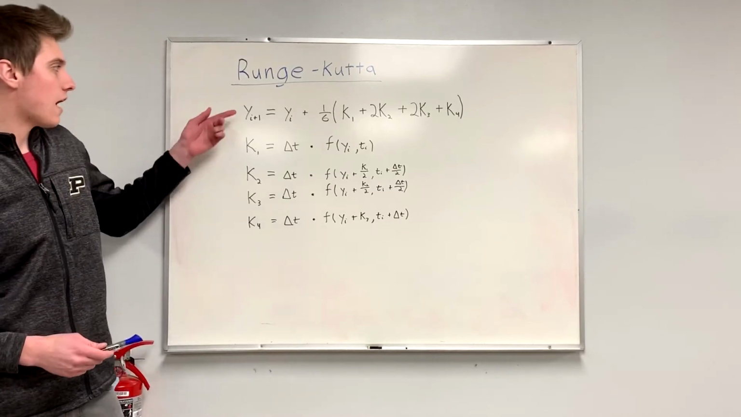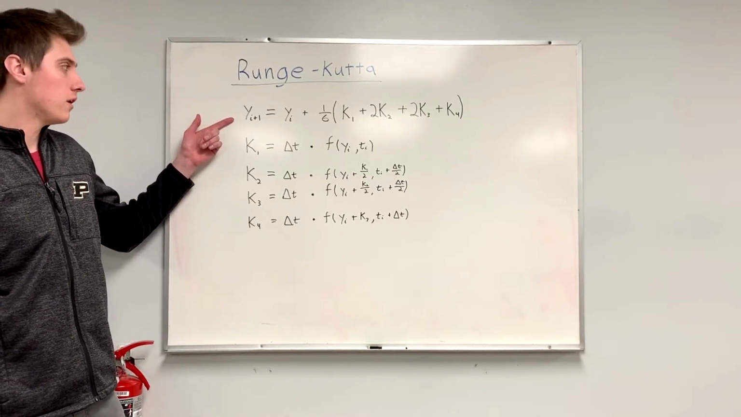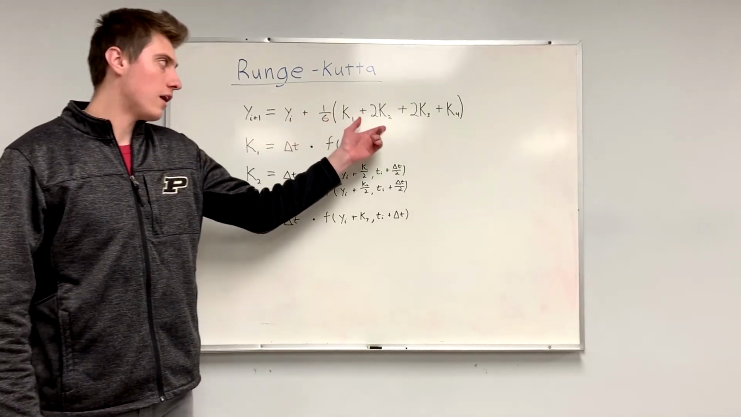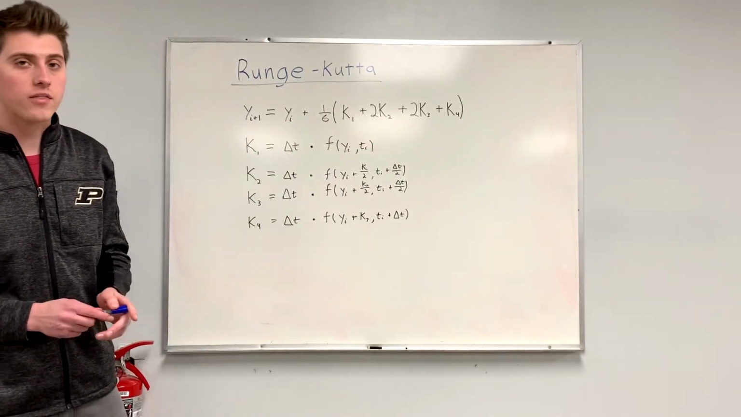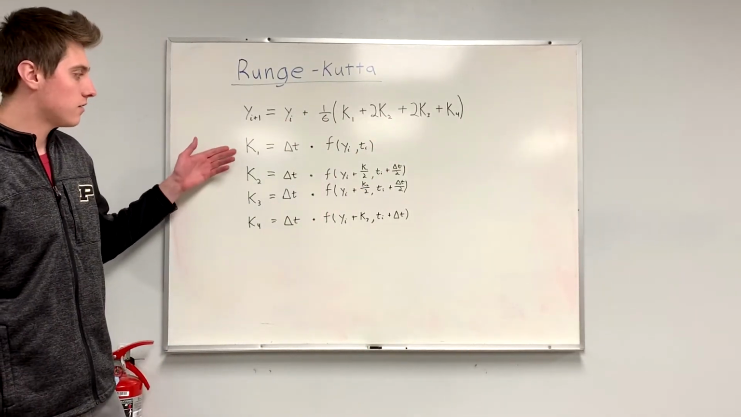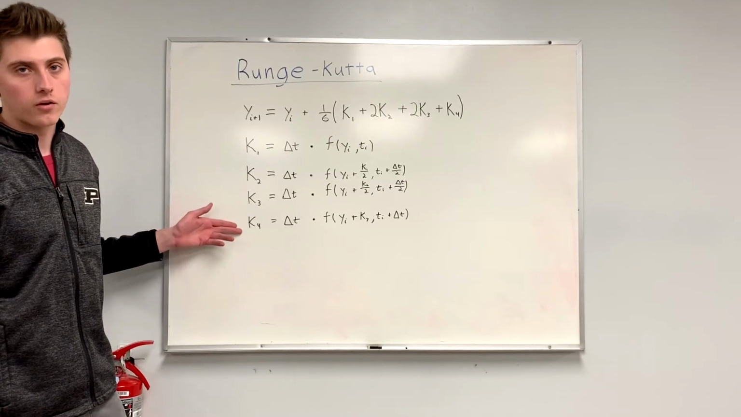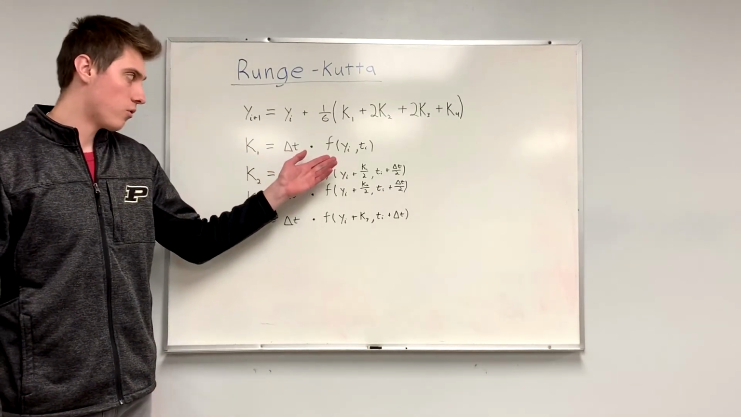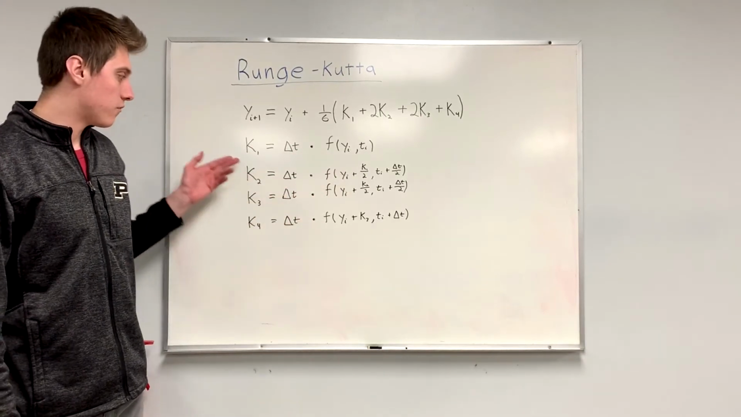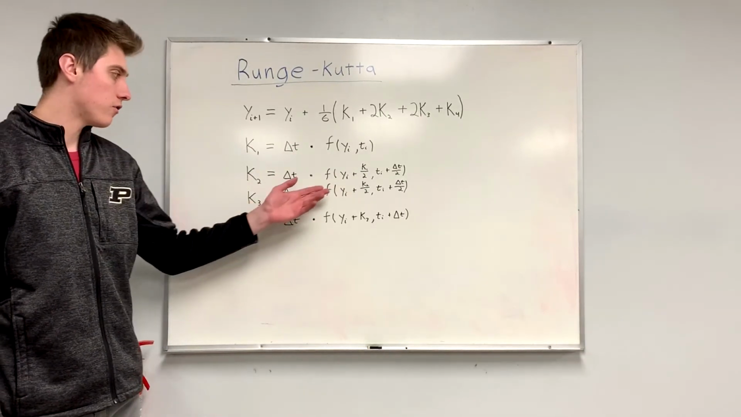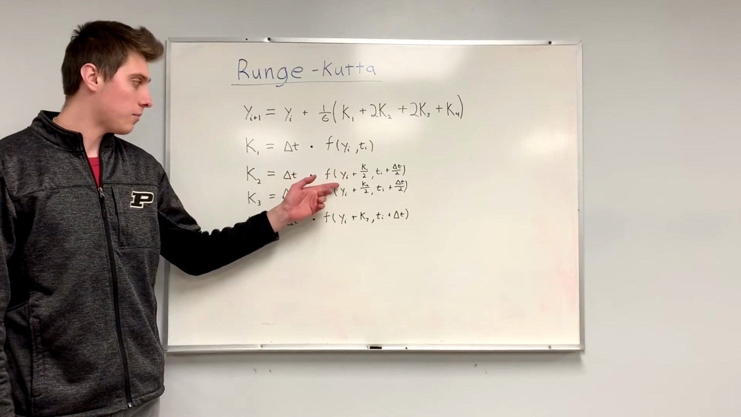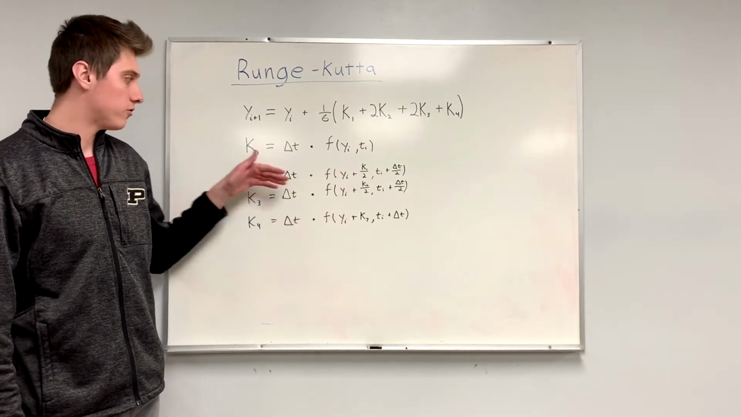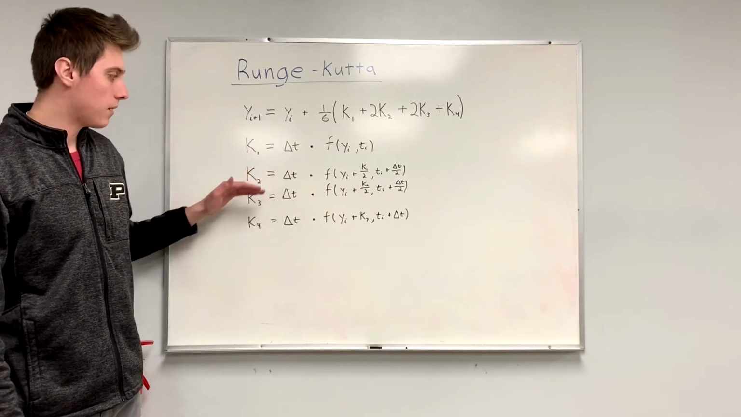So it's understood that our y sub i plus 1 is this equation with these four constants for an RK4 method. And these constants each follow a very similar pattern where you have the delta t, your time step, multiplied by your derivative function. And for K2 and K3, you have your derivative function with y sub i, plus K1, which is the previous constant in each of these terms.